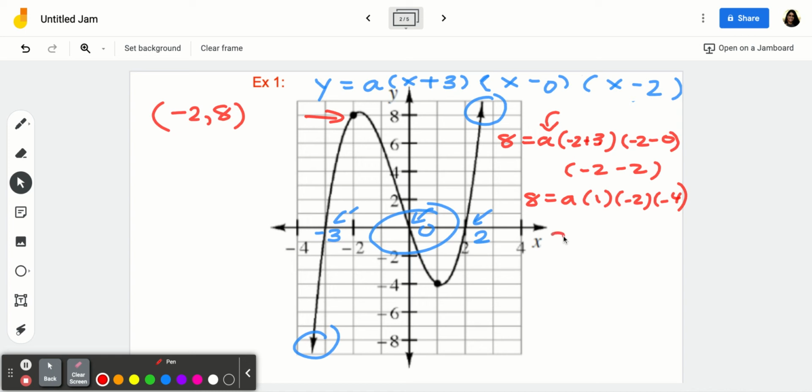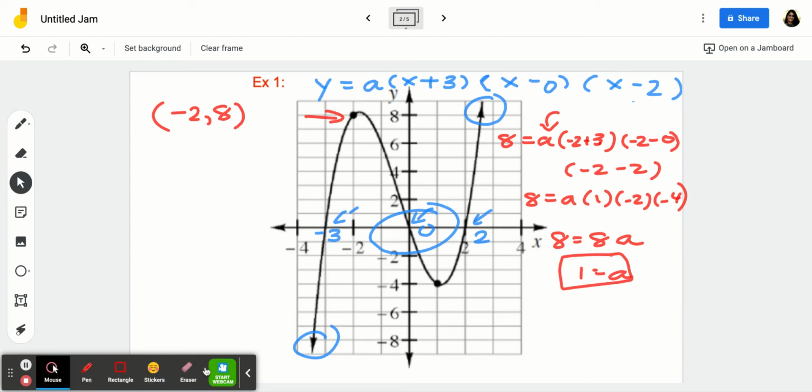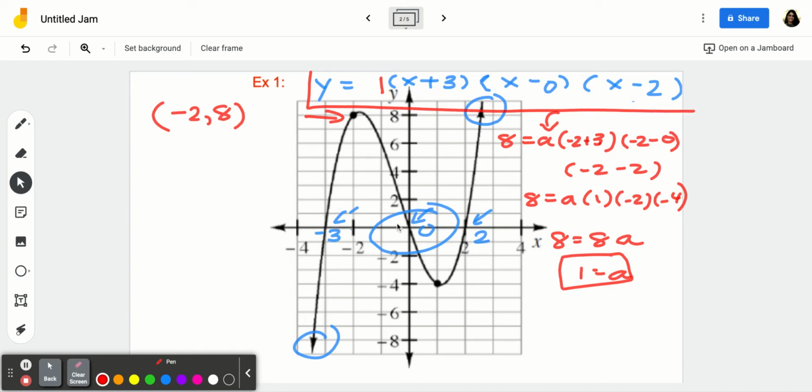Okay, we keep solving. 8 equals 8a. -2 times -4. Divide both sides. A equals 1. So what is my final answer to this question? I'm simply going to erase this A that was there and fill in the number 1. And this is the equation that makes this graph.